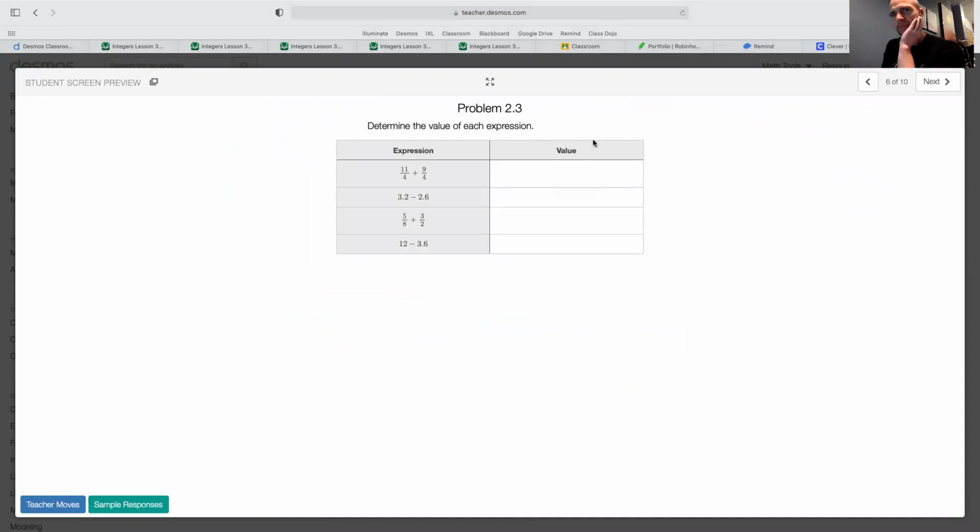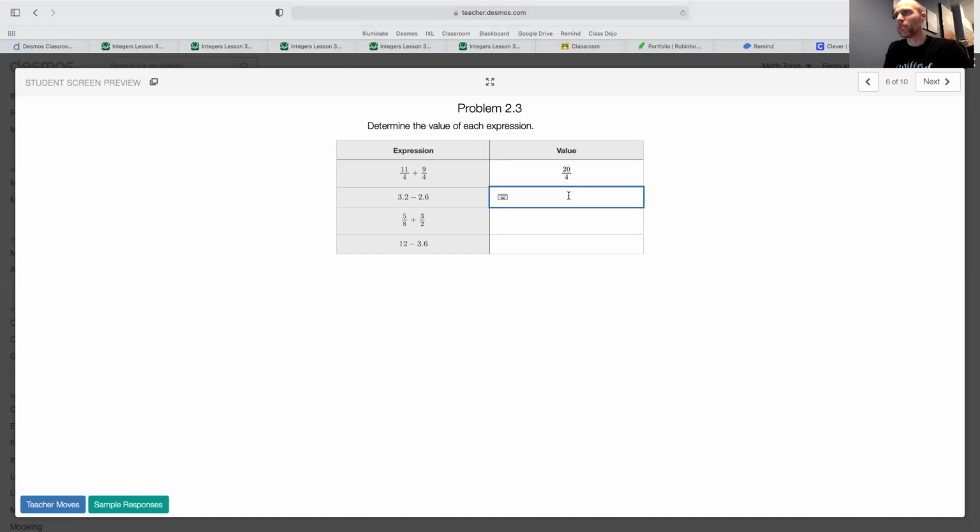Determine the value of each expression. So we just have to add or subtract this stuff. All right, well, here we have 11 fourths plus 9 fourths. Luckily, the denominator is already the same for us, so we can just add the top numbers. This is 20/4. I just did 11 plus 9.